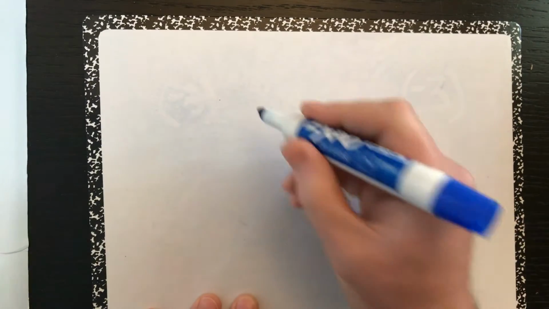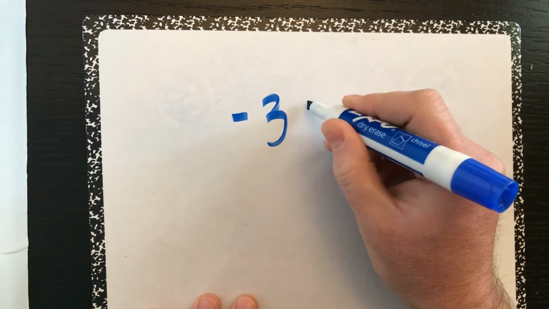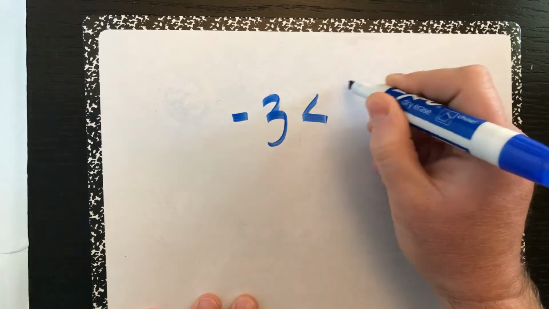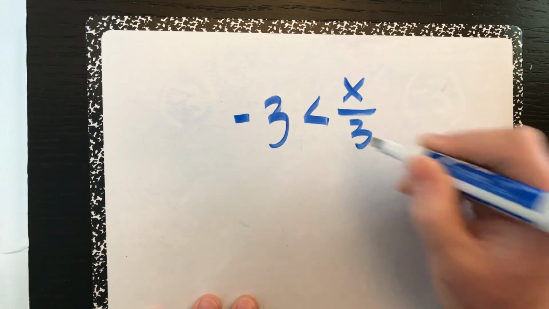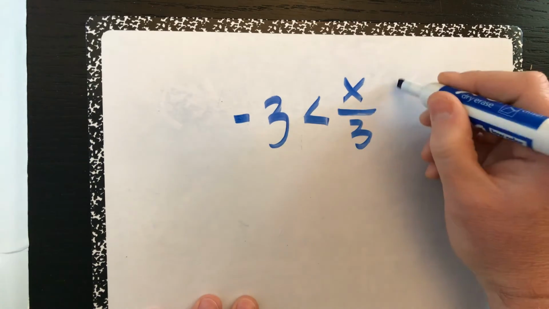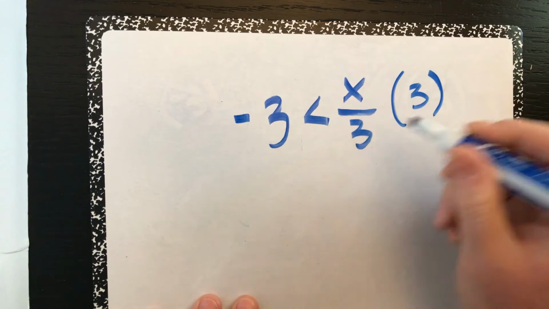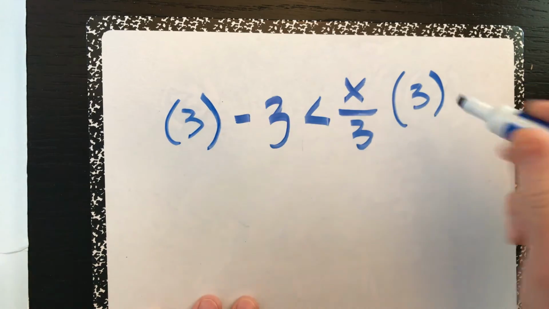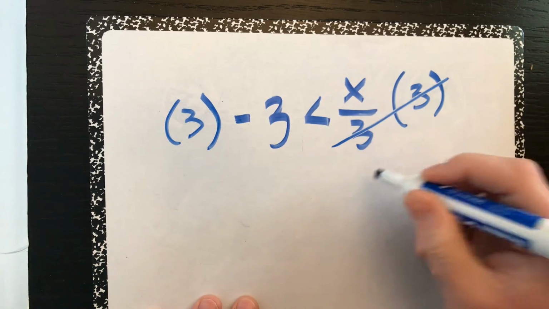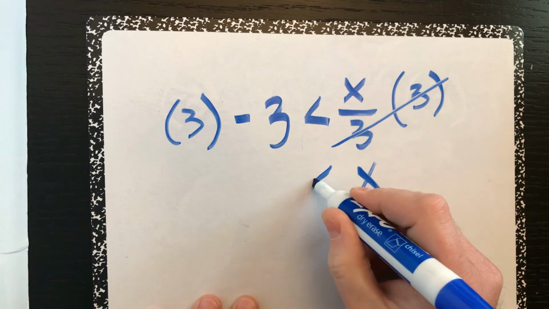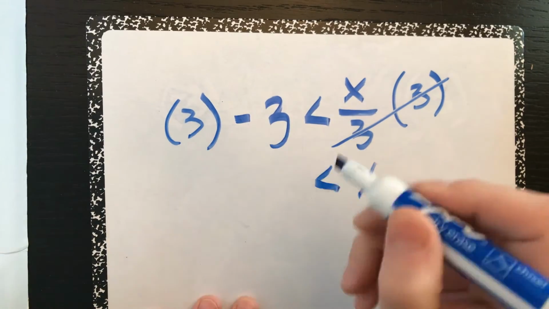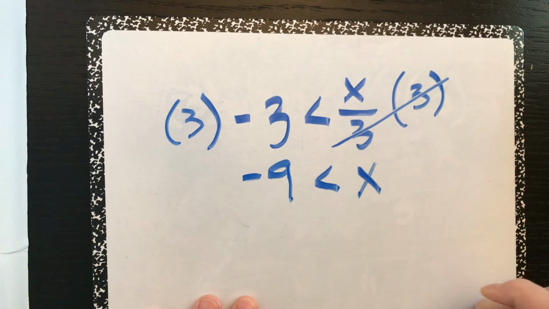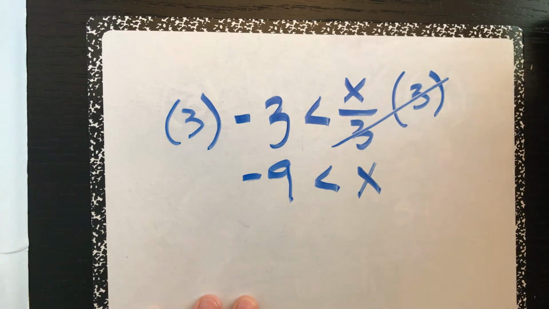How about negative 3 is less than x over 3? Well, we're going to multiply both sides by 3. The number that I'm multiplying by is positive, so the inequality stays the same. 3 times negative 3 is negative 9.